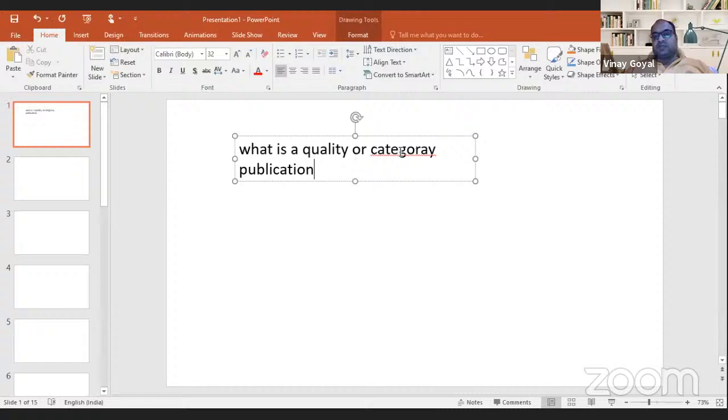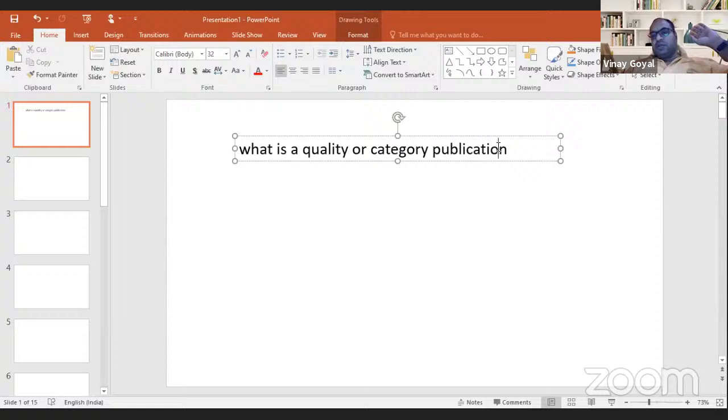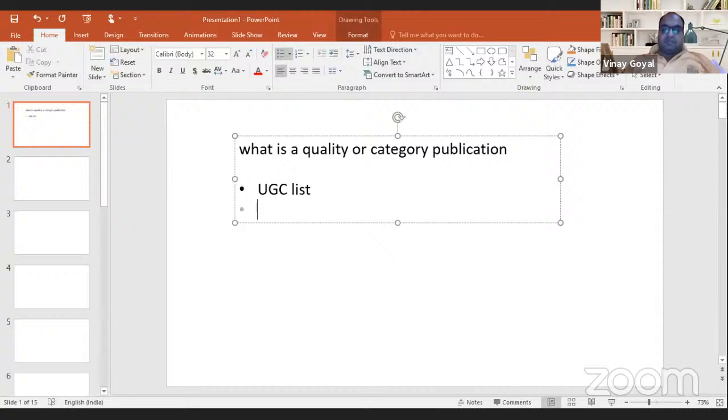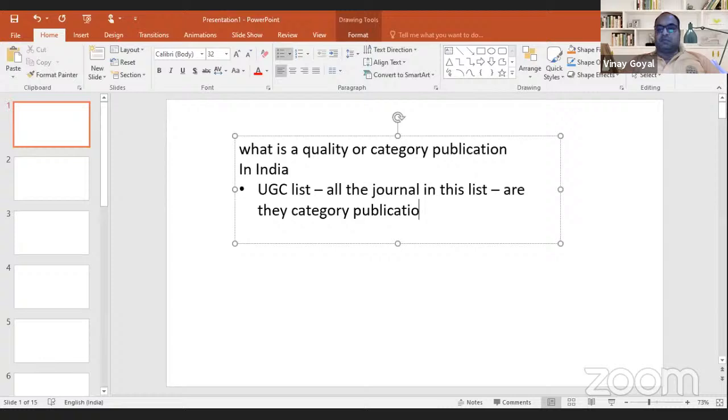Now, when it comes to quality or category publication, there are various things which you have to keep in mind. In India, we have a list called the UGC list. As far as India is concerned, in India there is a UGC list. Now, the first question you need to answer is: all the journals in this list, are they category publications? This is the first question you have to answer.